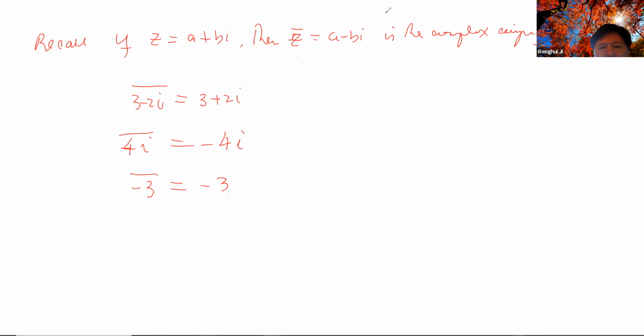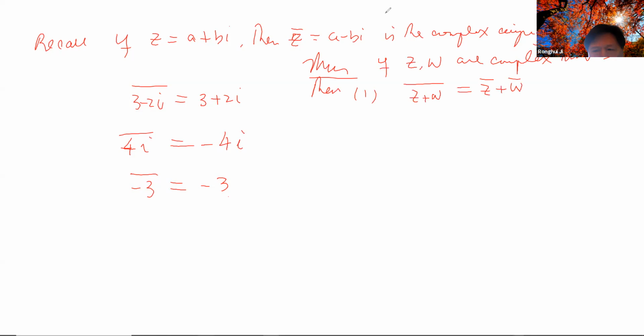So here's the theorem. If z and w are complex numbers, then the following are true. One is that the conjugate of the sum equals the sum of the conjugates. And two, the conjugate of the difference equals the difference of the conjugates. The conjugate of the product, guess?